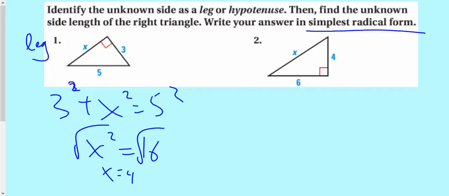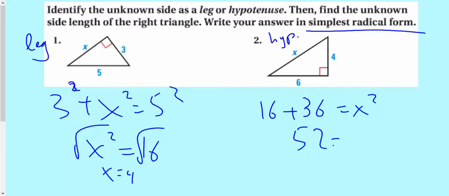And then here we have 4 squared is 16 plus x squared. We're looking for the hypotenuse, by the way. Nope. Sorry, I need that to be 6 squared, which is 36. And then that's equal to x squared. So that would be 52 equals x squared.